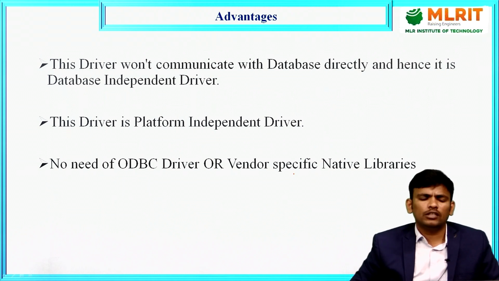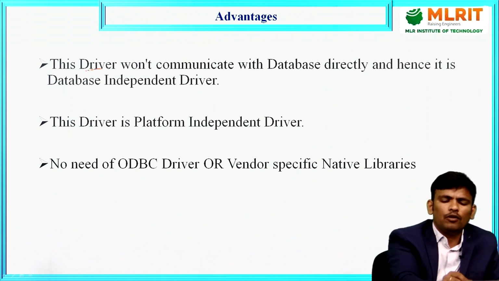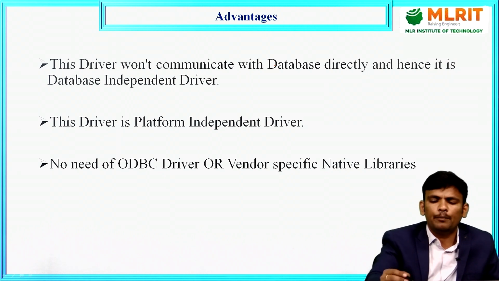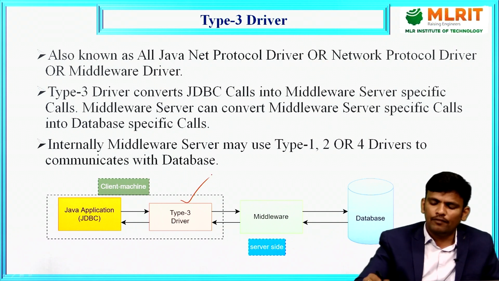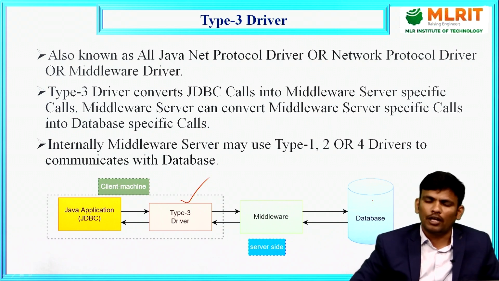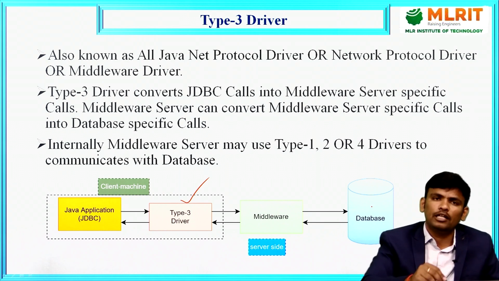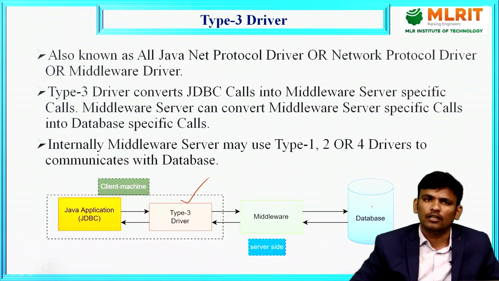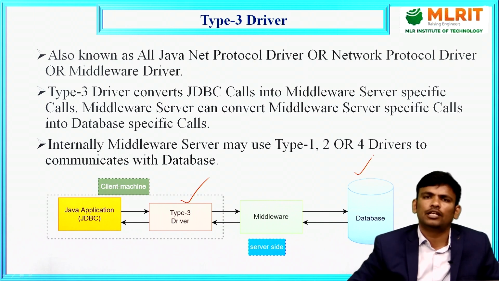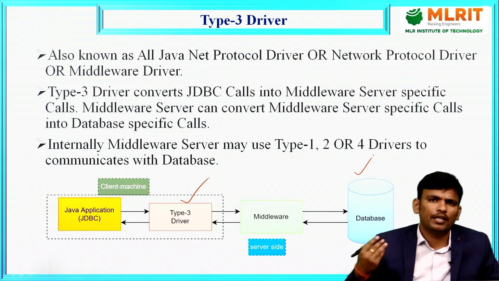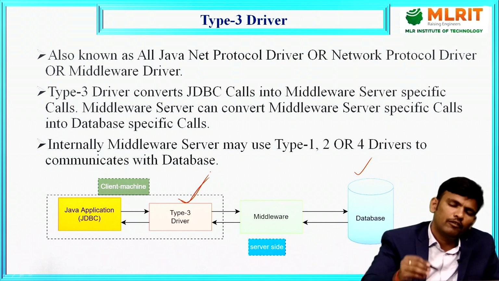Now, coming to the advantages of using this driver. This driver won't communicate with the database directly. You can see here, the type 3 driver never communicates with the database directly. The middleware server is connecting directly with the database, but the type 3 driver never communicates with the database directly. So we can say the type 3 driver is database independent. Database independent means you can change the database if you want. If you want, you can use Oracle, Sybase, DB2 or any other database. The type 3 driver remains the same.